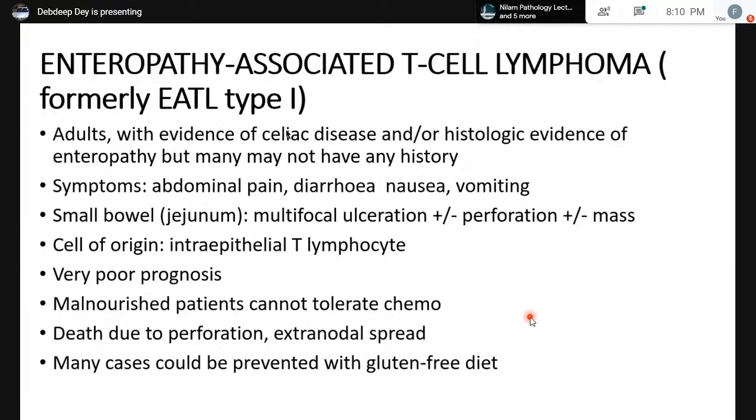The cell of origin is the intraepithelial T lymphocyte. Again, it has a very bad prognosis, mainly because the malnourished patients cannot tolerate chemo, and patients always present in a very bad condition with perforation and extranodal spread. Many cases could be prevented with a gluten-free diet.